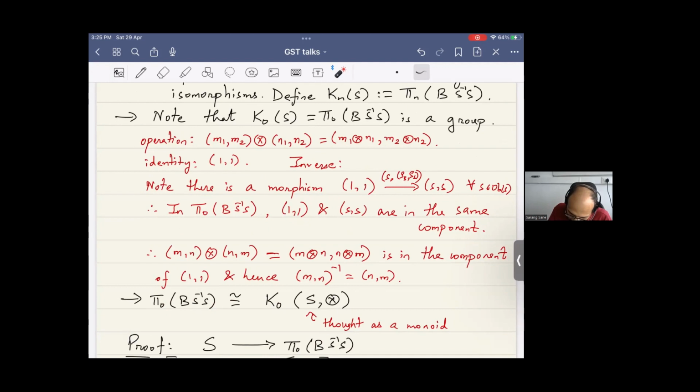This inverse is related to that previous fact that I stated, that if you take the action of S, then that's like creating homotopy inverses by those two functors. So first of all, note that there is always a morphism from (1, 1) to (S, S). How? Remember that this is a morphism in S inverses.